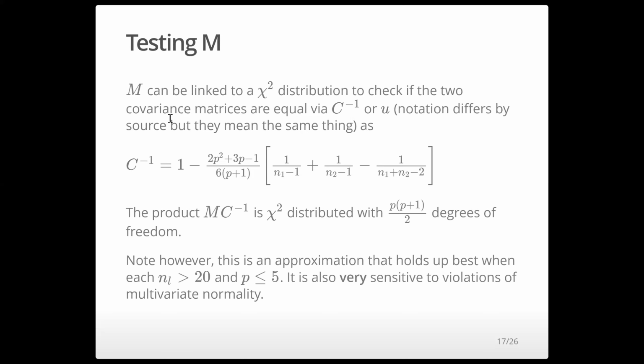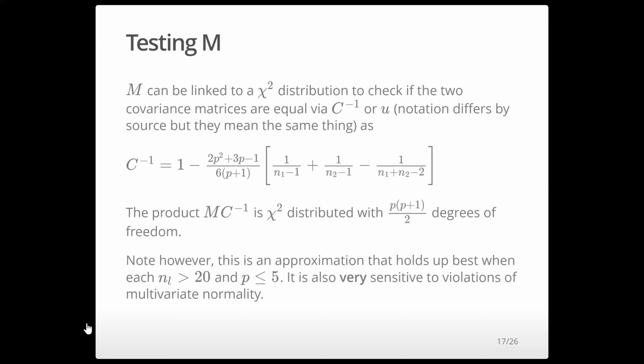So C inverse is equal to 1 minus all this stuff, 2p squared plus 3p minus 1, and those are all constants, over 6 times p plus 1. I don't know where these constants come from. I didn't prove this. I just know it works. And then times 1 over n1 minus 1 plus 1 over n2 minus 1 minus 1 over n1 plus n2 minus 2. And so M times C inverse is then chi-square distributed with p times p plus 1 over 2 degrees of freedom.